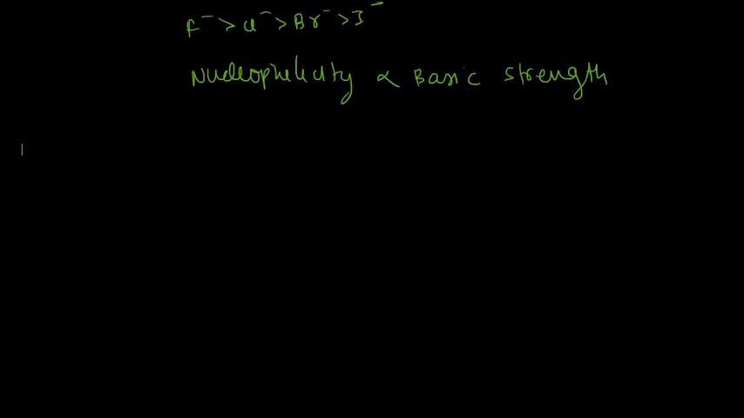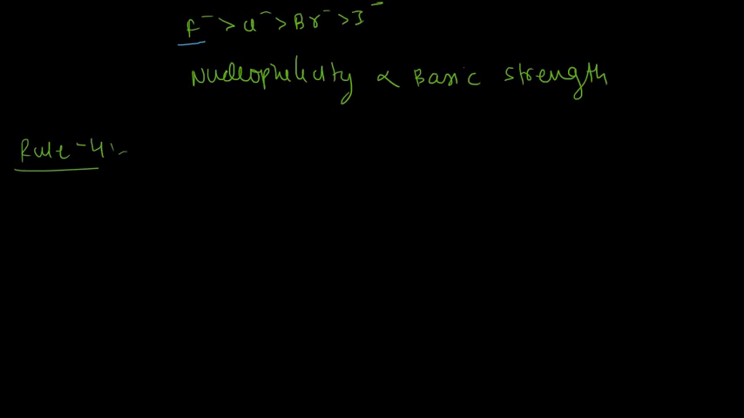Now rule number 4. We know HI is a strong acid, so I minus is a weak base. So that's why we have put I minus behind. The more the intensity of negative charge on fluorine, the more it is not solvating. So the intensity of negative charge of fluorine is more, so it is a good nucleophile.